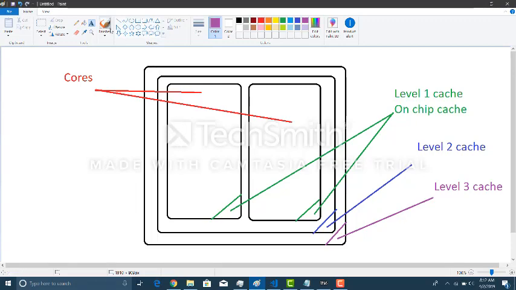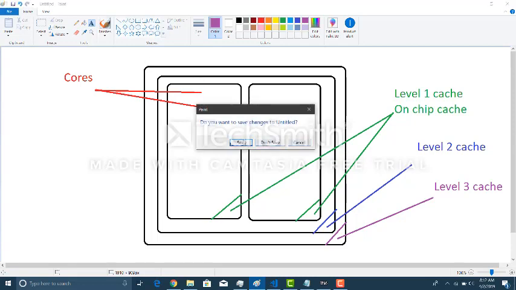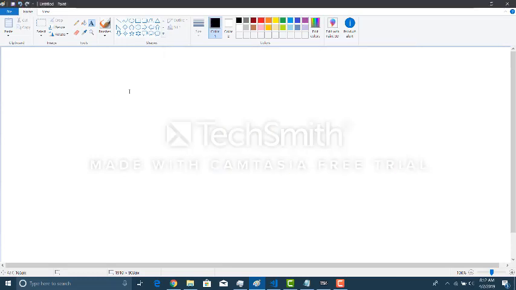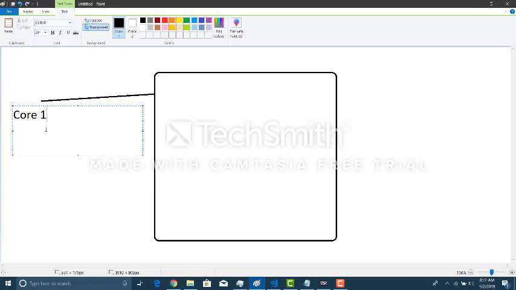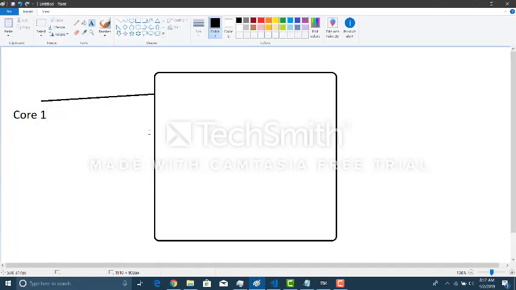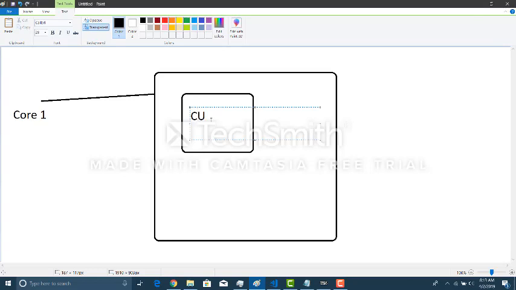And we can draw down the core. I think we can name that core 1. Basically there are 3 components, and the most significant and most important component in the CPU is the CU.